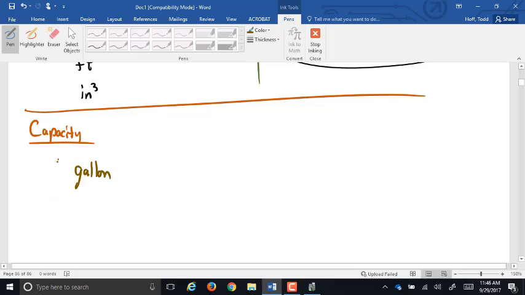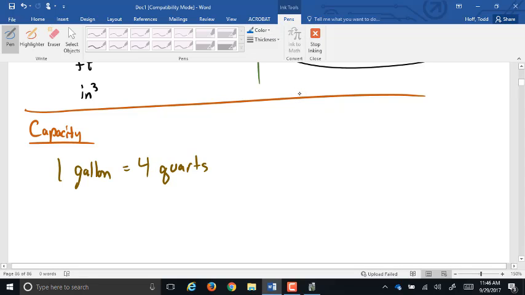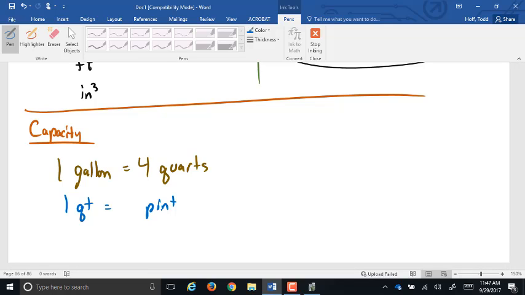Smaller than a gallon, we had quarts. How many quarts are in a gallon? 4. The word quart actually comes from the word quarter. It was originally called a quarter gallon and is slowly abbreviated to quarts. So a quart actually derived from the gallon itself. Smaller than a quart is a pint. Now, a pint was a separate unit. A pint was actually a standard size glass for drinking.